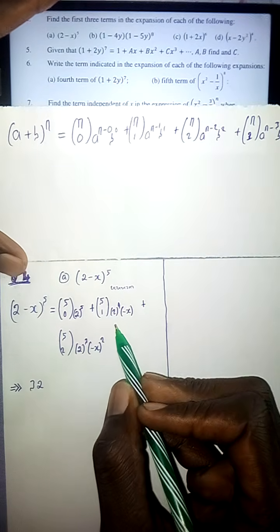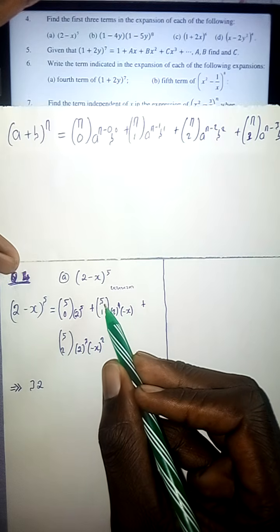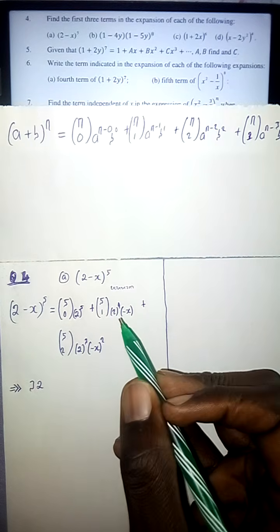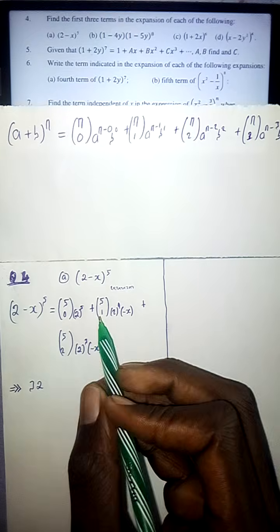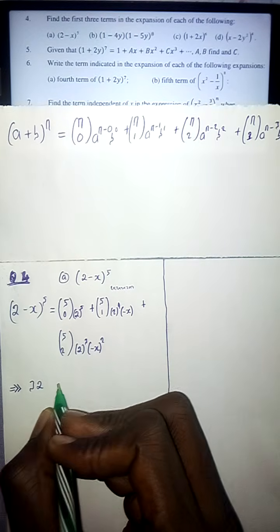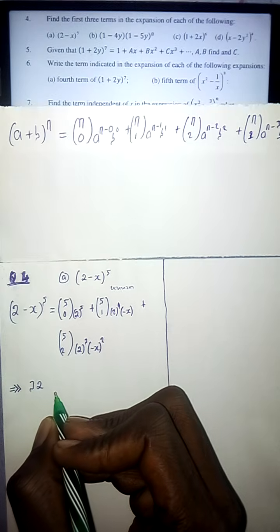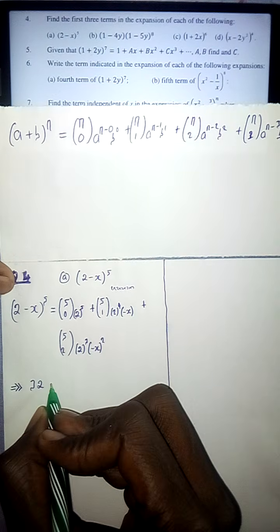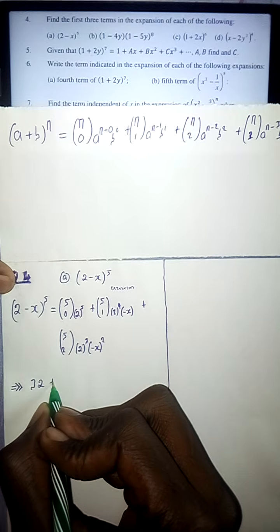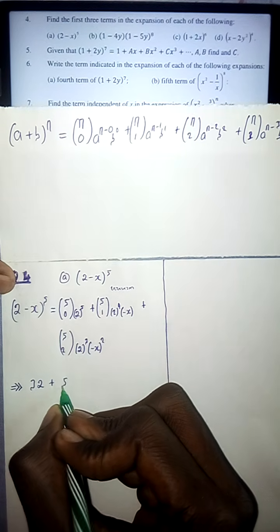What about for this one? Well, for this one, 5 combination 1. What will be the answer there, guys? Well, 5 combination 1 is simply 5. So here I'm not going to put any sign for now. If I want, I can put plus, but it's still fine. So here we have 5, right?